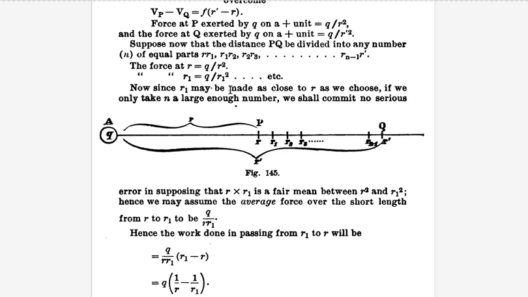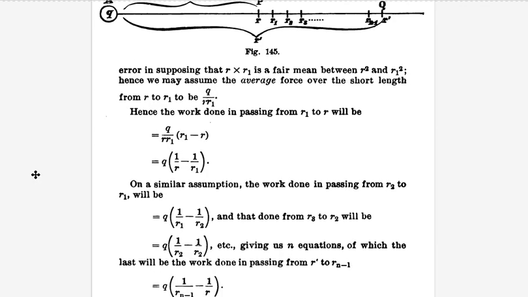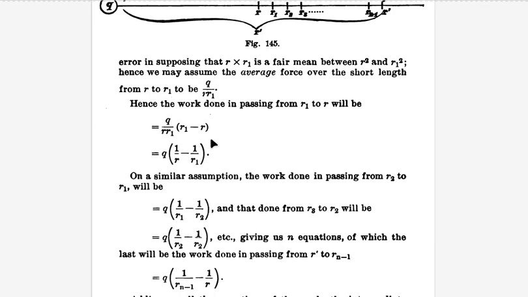Now since R1 may be made as close to R as we choose, if we only take n a large enough number, we shall commit no serious error in supposing that R times R1 is a fair mean between R squared and R prime squared. Hence we may assume the average force over the short length R to R1 to be Q over R times R1. Hence the work done in passing from R1 to R will be Q divided by R times R1 brackets R1 minus R, equals Q brackets 1 over R minus 1 divided by R1.